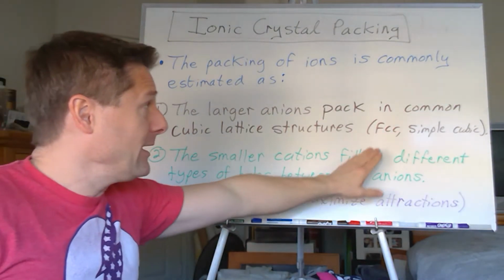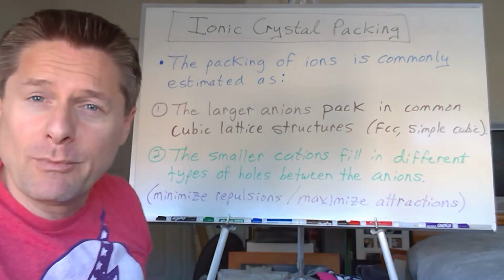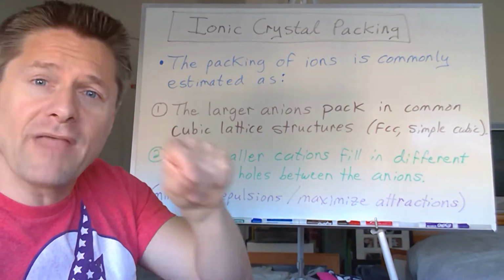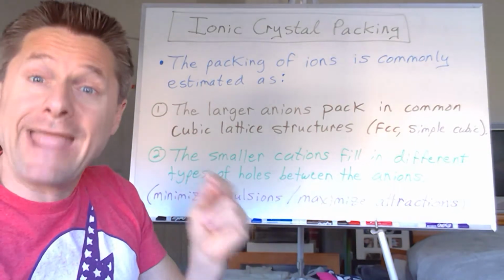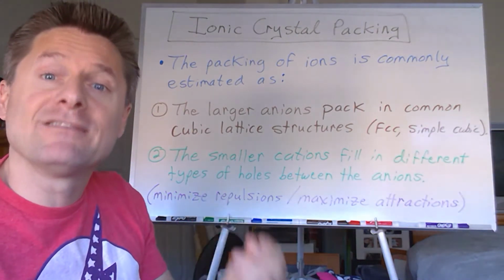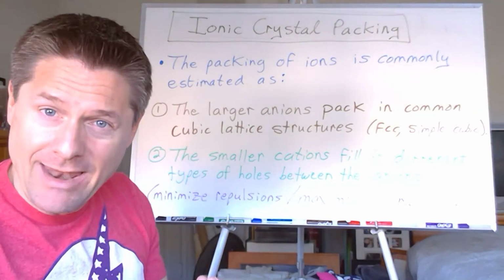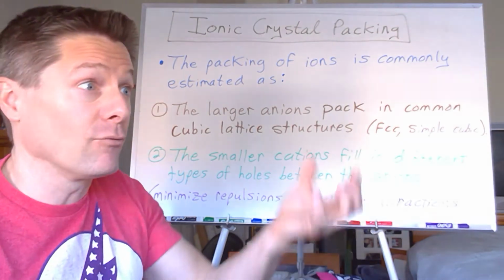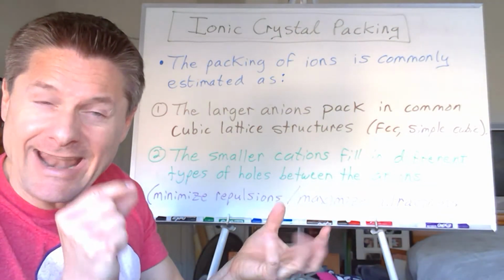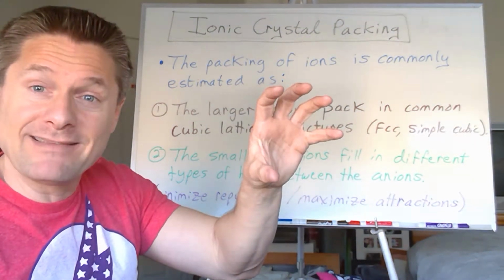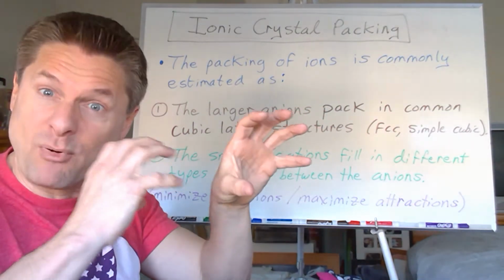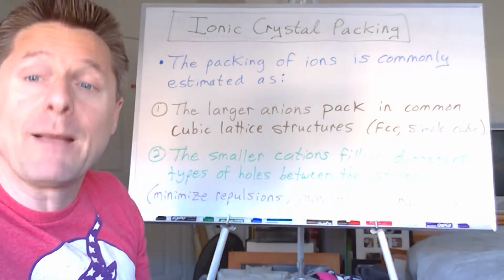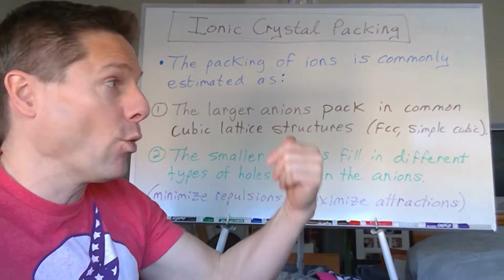So let's take a look at some FCC and simple cubic arrays of anions and the different types of holes that can appear for cations to jump into. And it really depends on the size of the cation relative to the size of the anion. What if you have really big anions and really little tiny cations, or medium-sized anions and cations that are approaching the size of those? Really makes a difference. So let's look at the different types of hole options we can run into in the next board.